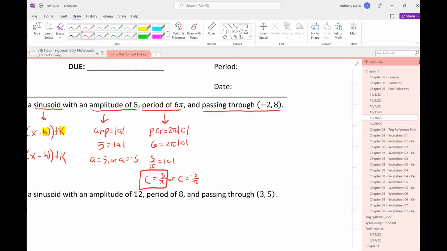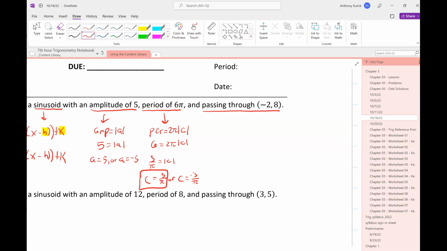We have only one thing left, which is that our sinusoid has to pass through this point. Now notice, it just says pass through, right? Does it tell us what kind of a point negative 2, 8 needs to be? No, it doesn't specify that negative 2, 8 has to be a minimum. It doesn't say it has to be a maximum or a midpoint. All it says is it needs to pass through that point.